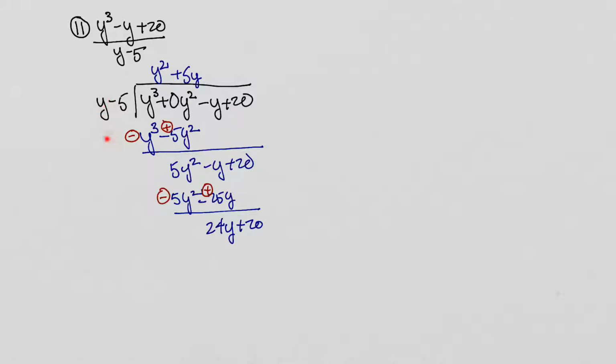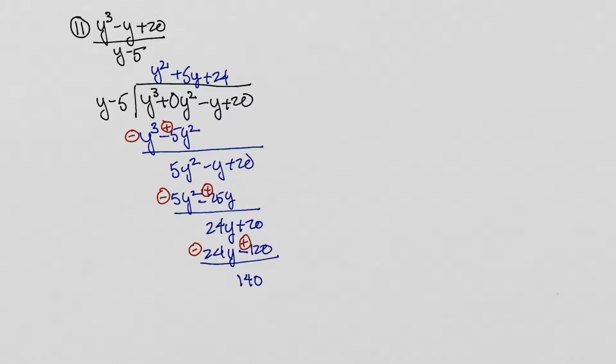Divide. Y will go into 24y 24 times, so we'll have a plus 24. And when we multiply, we'll get 24 times y, which is 24y, and then 24 times negative 5. So that's going to be 20, positive times negative is negative, 120. Let's subtract, so change those signs, minus, plus, 24y minus 24y is 0, 20 plus 120 is 140. So we'll have a 140 here.